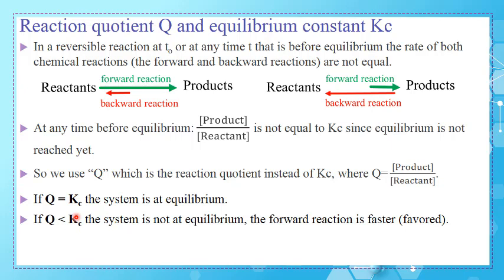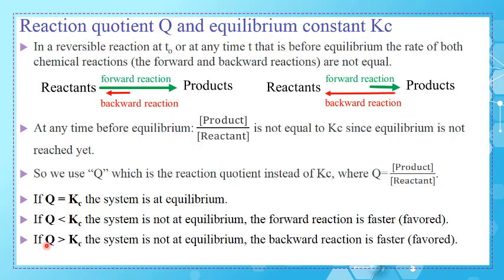Now, if Q is greater than Kc, following the same logic, the reaction has to move in the direction that decreases Q to reach equilibrium. How do we decrease Q? We decrease it by decreasing the amount of product and increasing the amount of reactant. So this will occur when the chemical reaction moves faster in the backward direction.